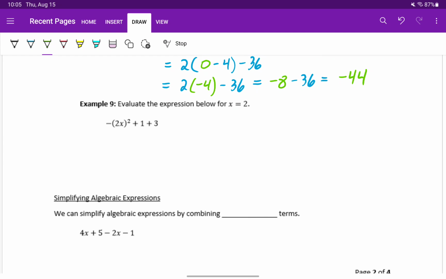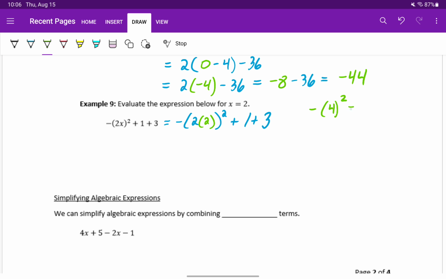In example 9, we have a tricky case, which we'll talk about briefly, but we'll start this process off exactly the same as the other examples. We'll end up replacing every instance of our variable x with a value of 2. And then what we need to be careful about is the negative out in front of this expression being squared. We have 2 different cases to consider here. We have one case where the negative is outside the parentheses like it is here.